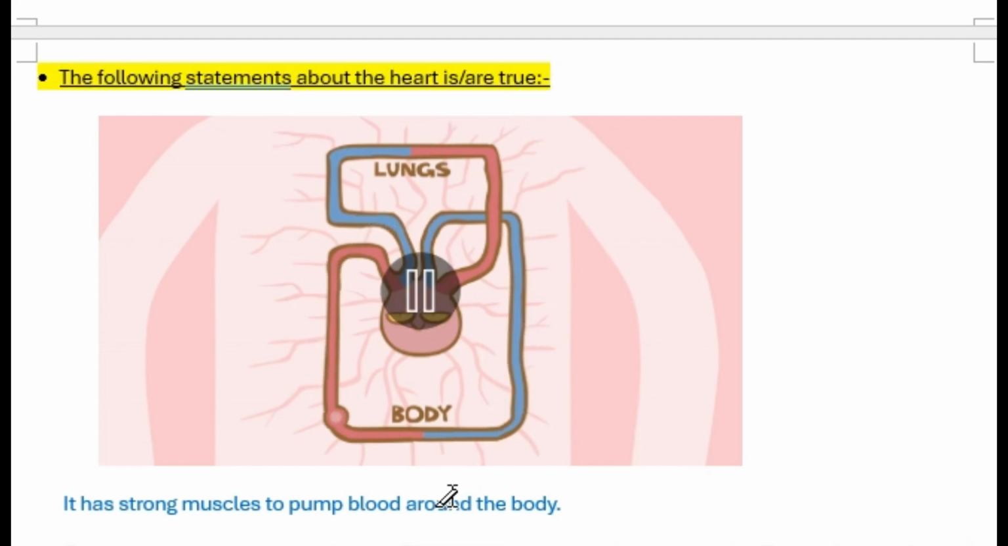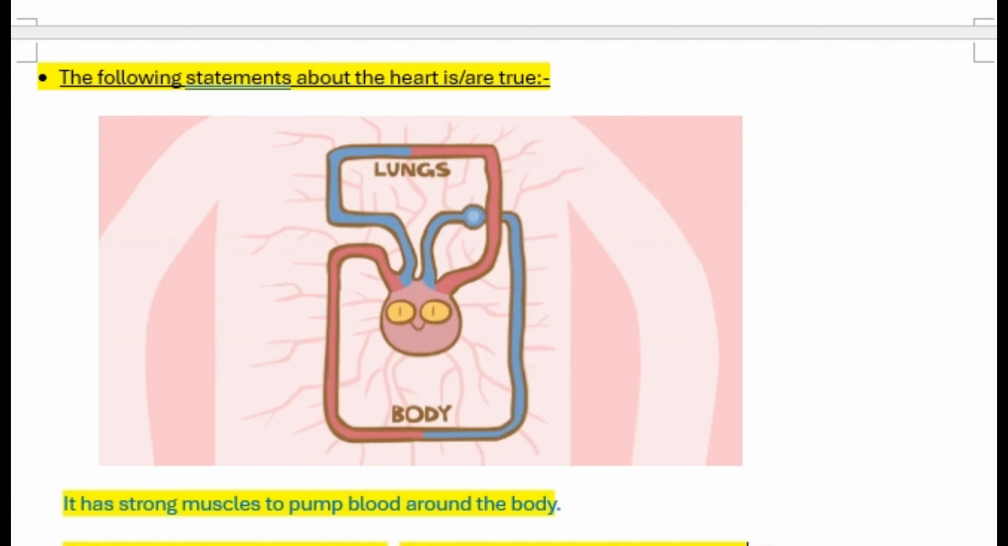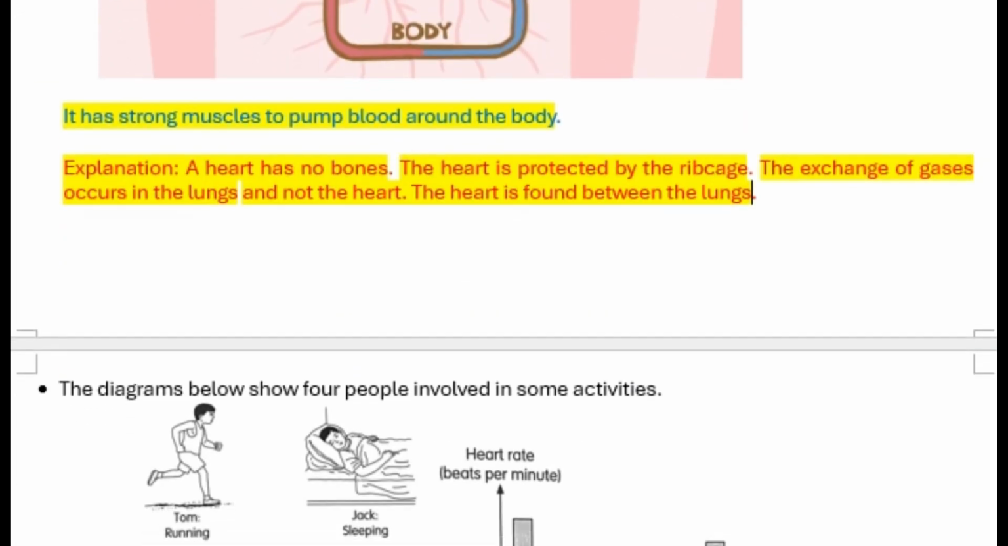The following statements about the heart are true. It has strong muscles to pump blood around the body. Explanation: a heart has no bones. The heart is protected by the rib cage. The exchange of gases occurs in the lungs and not the heart. The heart is found between the lungs.